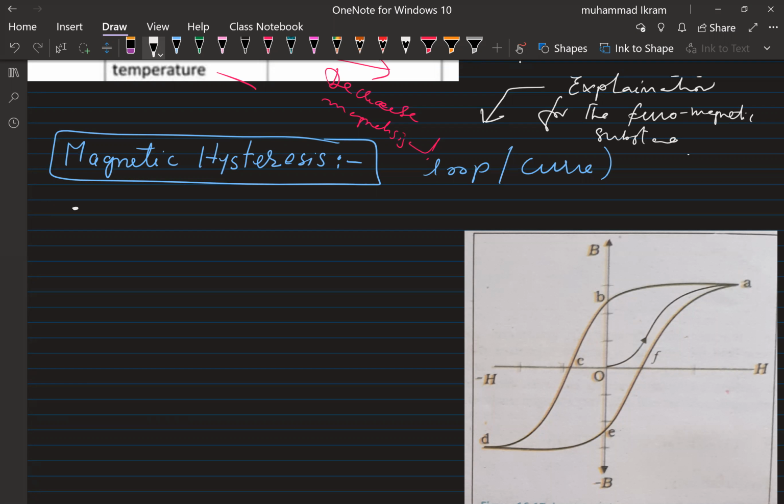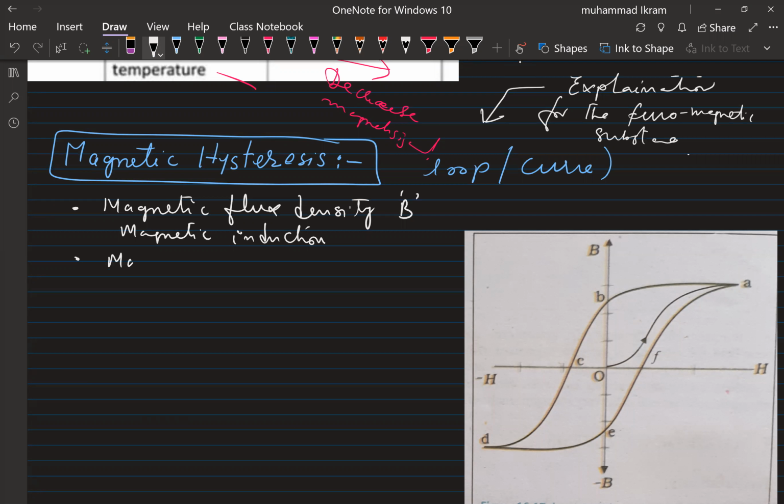First of all, let me tell you a few important things. In order to explain this, we have to understand the magnetic flux density B, or the magnetic induction, which we already know. The second important point is the magnetizing force, or the magnetic field strength.